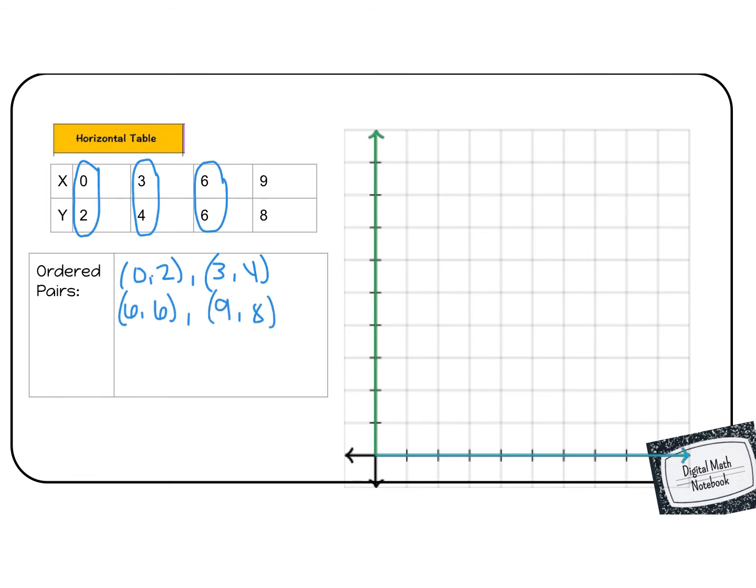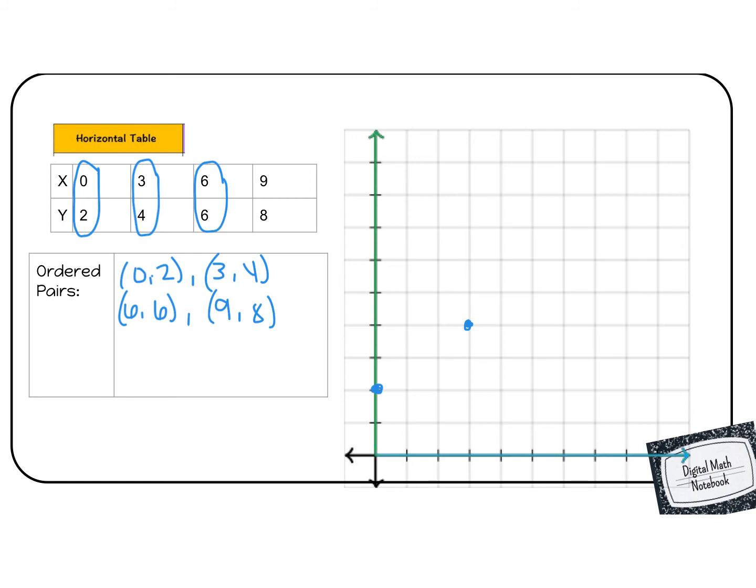So now that we know where our points go, let's grab those red dots and plot them on our graph. Our first point is 0, 2. That means down the runway 0. So the plane doesn't go down the runway. It goes down the runway 0 and then up 2. That would be right there. I've actually already given you this point in your digital math notebook. So let's move the rest of them together. Our next point is 3, 4. So we're going to go down the runway 3, 1, 2, 3, and then up 4, 1, 2, 3, 4. That would be right here.